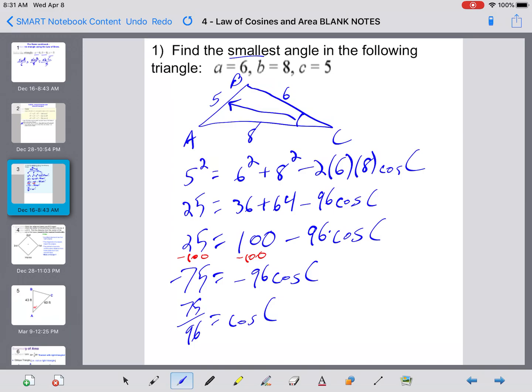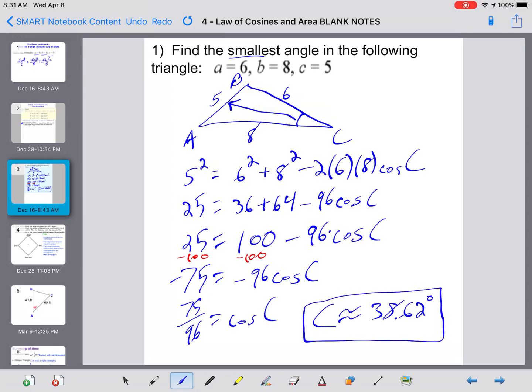Cosine inverse both sides. And this is now what you saw a lot of in law of sines, except don't sine inverse both sides, cosine inverse both sides, and you should get a C angle of about 38.62 degrees. And that's how you do law of cosines.